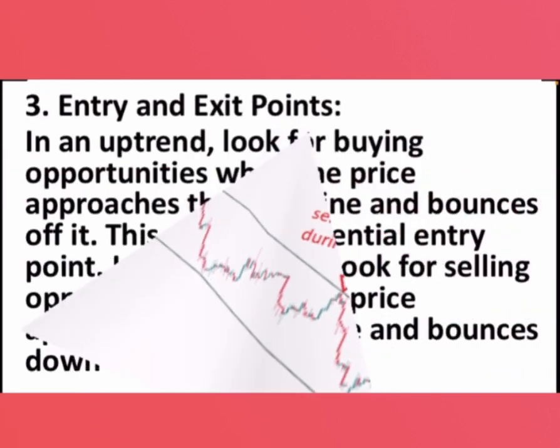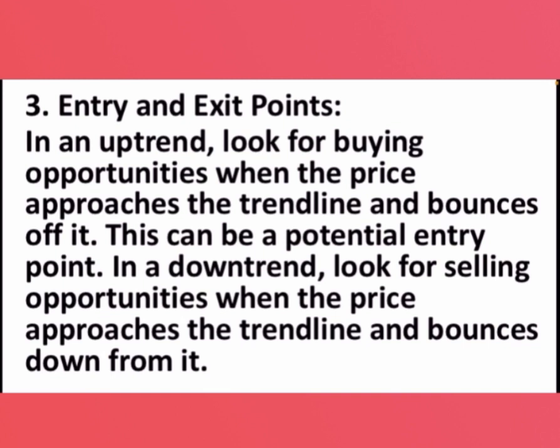Very simple. Number 3, you are to look for area of entry and exit point. In an uptrend, look for what? A buy opportunity when the price approaches the trend line and bounces off it. So when you see the market is in an uptrend, all you'll be looking for is buy opportunities, and the buy opportunities can only be found at the support zone.